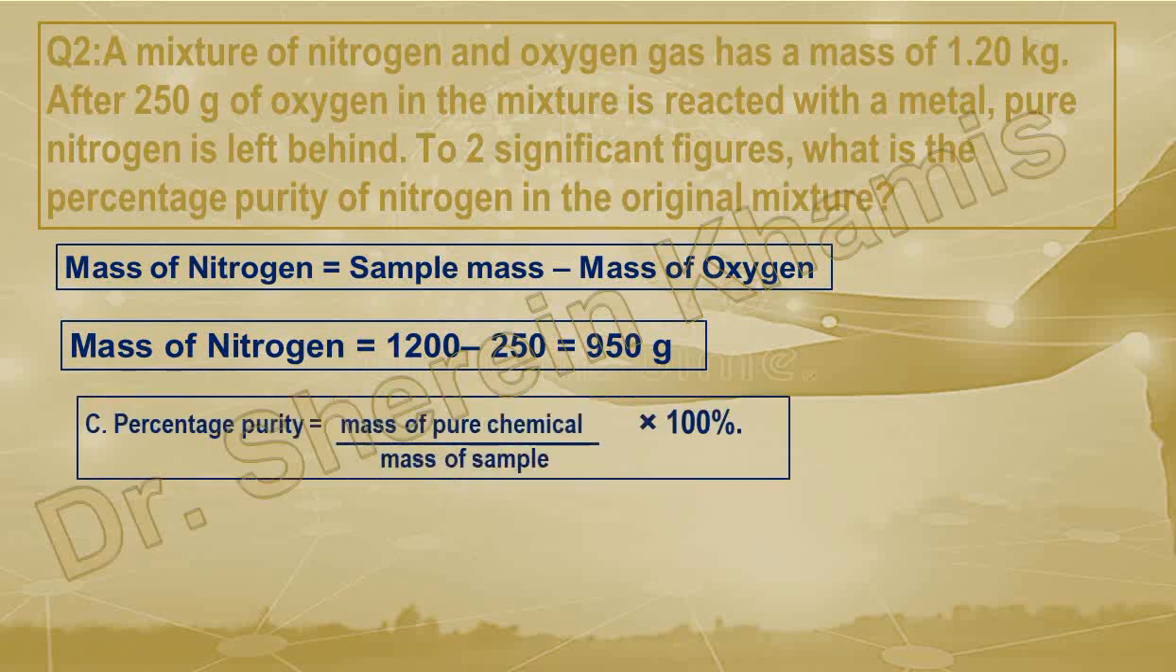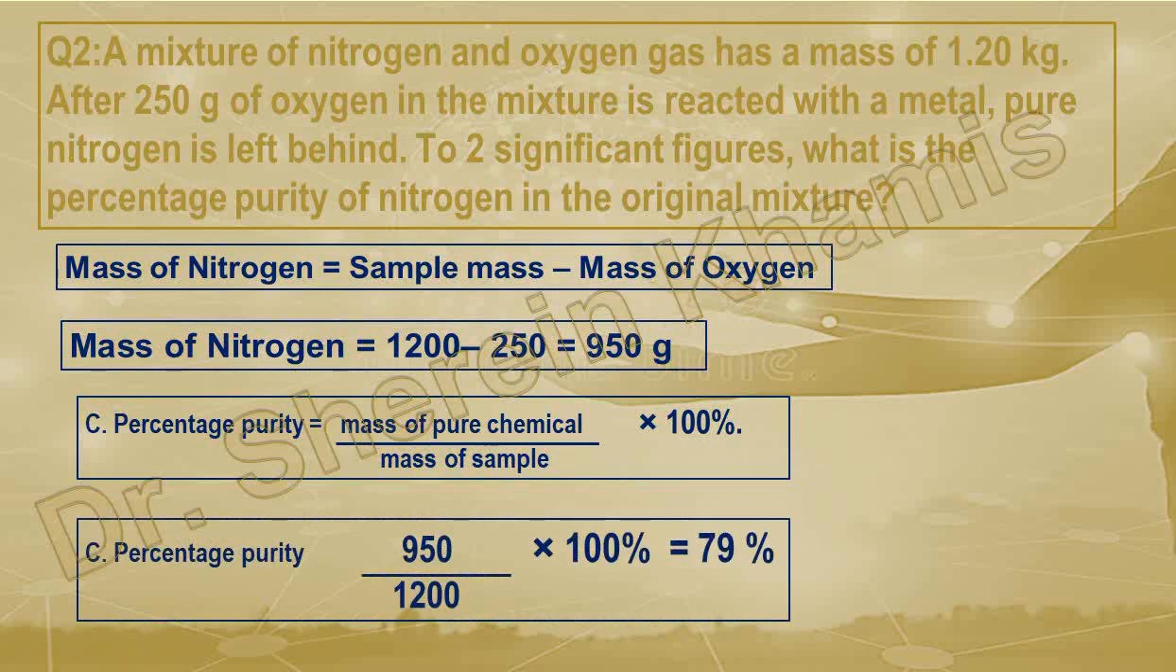After that we use the rule: mass percentage or percentage purity equals mass of the pure chemical, or the one of them, divided by mass of all times 100. Here we have the mass of pure chemical, 950 gram, that we took from the first step, divided by the total mass 1200 times 100, so the percentage purity that we get at the end will be 79 percent.